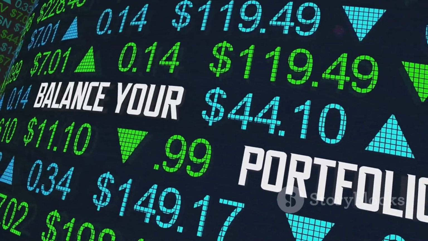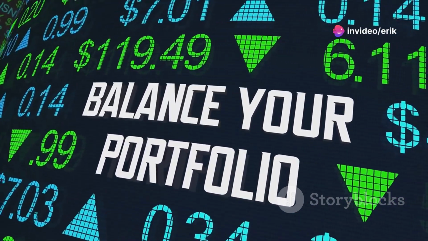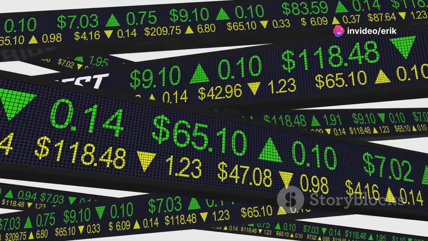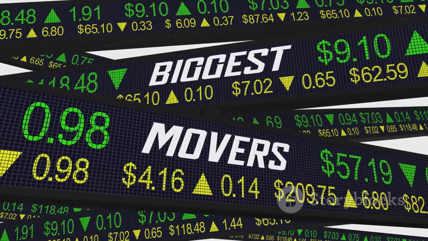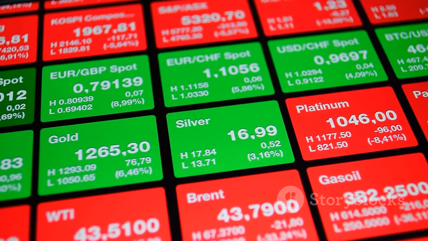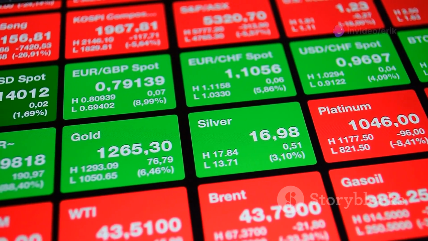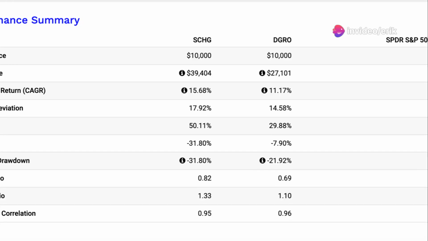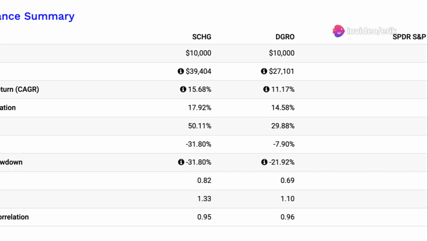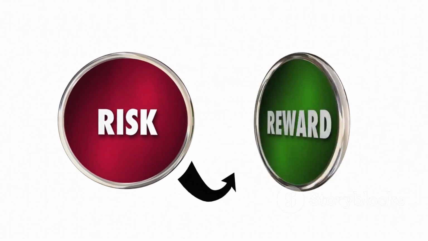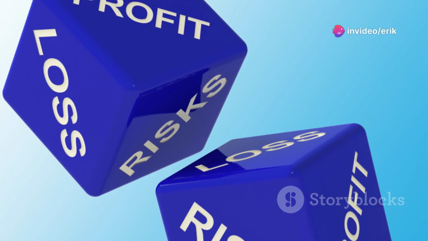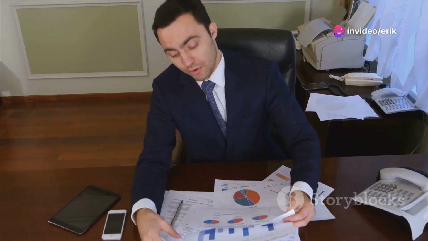On the other side, we have DGRO, the iShares Core Dividend Growth ETF. It presents a more modest annualized return of 11.17%. Its peak performance in the best year was 29.88%, with the lowest dip at -7.90% during its toughest year. The maximum drawdown here was less severe, at 21.92%. These figures highlight the stark differences in how SCHG and DGRO perform under various market conditions. Impressive numbers, but let's delve deeper into risk and rewards with SCHG versus DGRO.